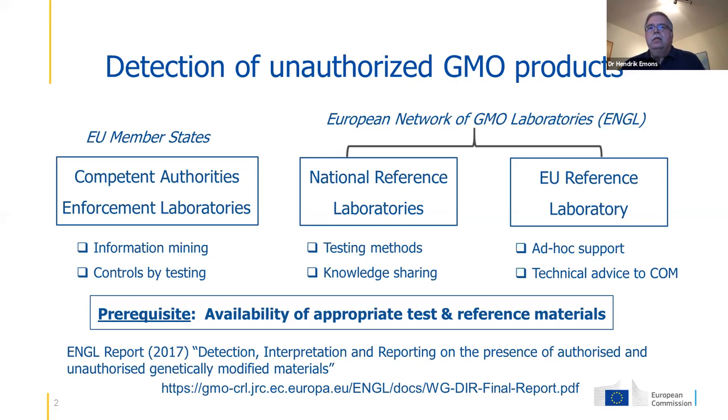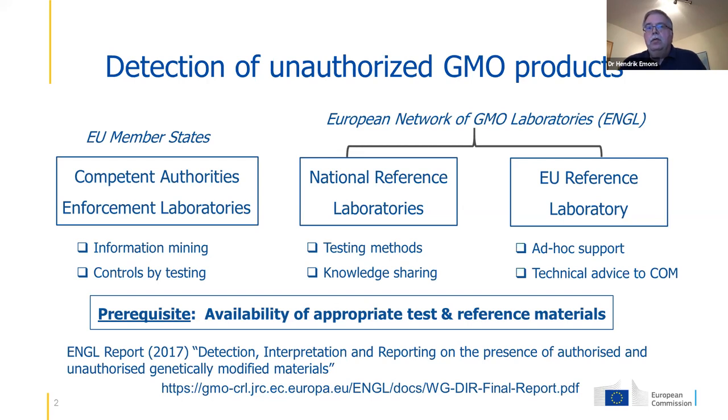Knowing that you are interested in being reminded or learning how the detection of unauthorized GMO products is actually arranged in the Union, I tried to put a few key messages together. You may know, and this is true for all kinds of EU legislation, that the enforcement is under the responsibility of the member states. And therefore, the detection of products potentially entering the EU market and not fulfilling our legislation has to be performed by the competent authorities of the member states and their enforcement laboratories.